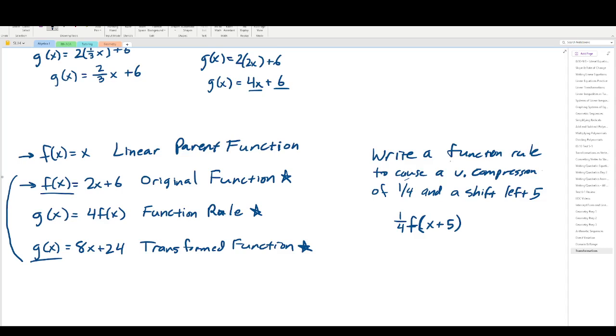So if it says function rule, it's going to have f of x in there somewhere. Whereas if it says to transform a function, you're going to end up with a linear equation, and notice there's no f of x in this one.